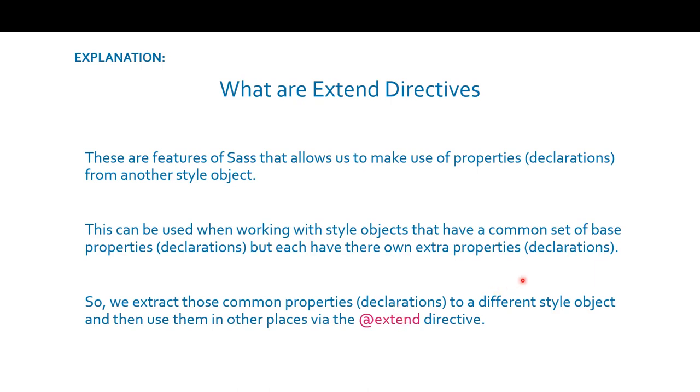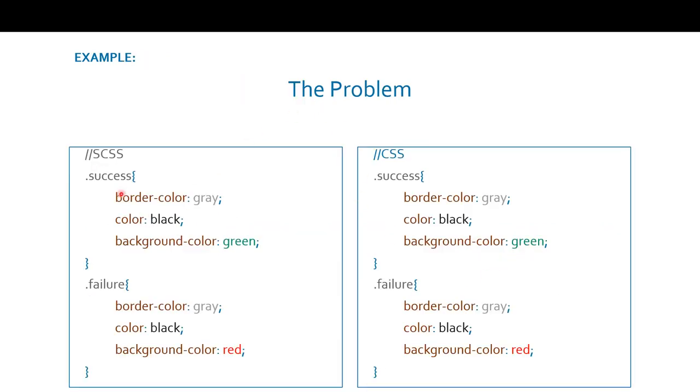I will show you the problem we want to solve with the extend directive. This is the problem. You notice that we have this style object I called success. Success is the selector, so let me use that as the name of the style object. And I have this style object that I called failure. Notice that success and failure share common declarations or properties. Like the border color is gray here and here, the color is black here and here. The background color is different in each of these style objects. Here the background color is green, here the background color is red.